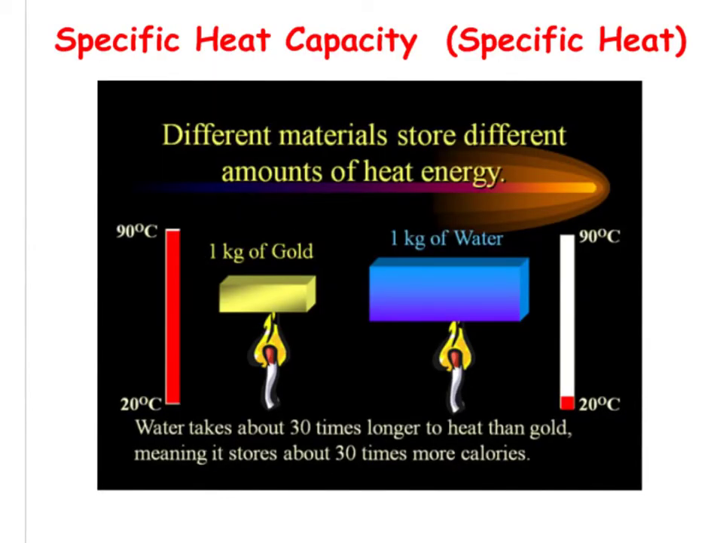We call this phenomenon a substance's specific heat capacity. Sometimes it's shortened to simply specific heat. Those mean the same thing. The idea is that different materials store different amounts of heat energy. Water happens to have a really high specific heat capacity. It takes about 30 times longer to heat than gold. Therefore, it cools down much slower as well. It stores about 30 times more calories than gold. It has a really high specific heat capacity.